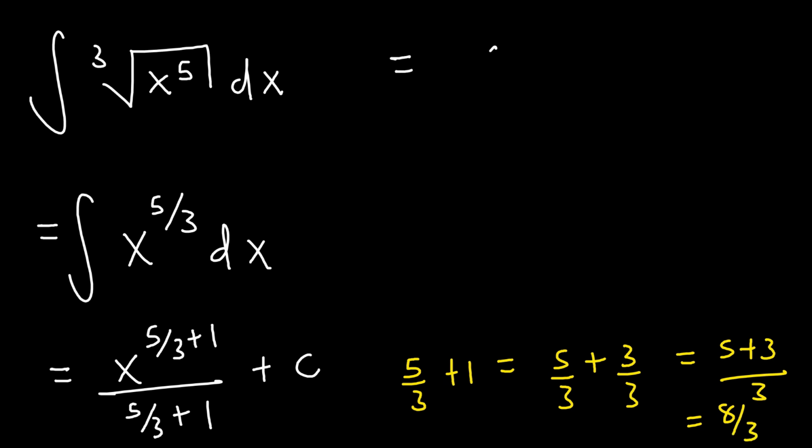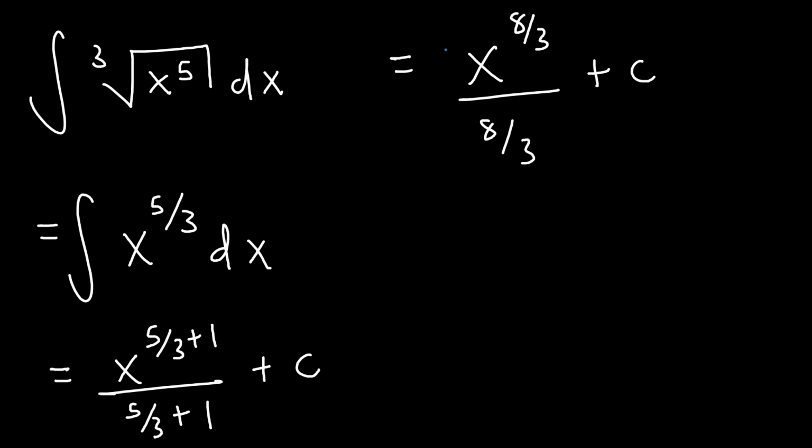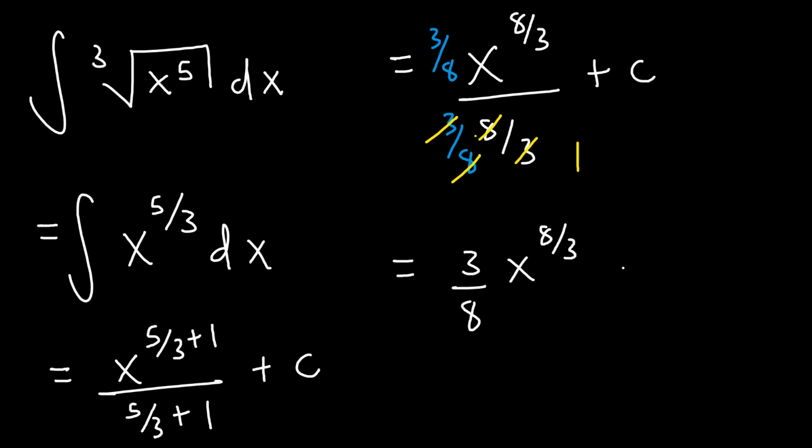Therefore, this will be x to the power of 8 divided by 3 divided by 8 over 3 and then plus c. Now let's multiply this by 3 over 8 and also this by 3 over 8. This will cancel with that and also this 8 will cancel with that and we shall remain with 1. So this will be 3 divided by 8 times x to the power of 8 over 3 plus c, and that's our answer.